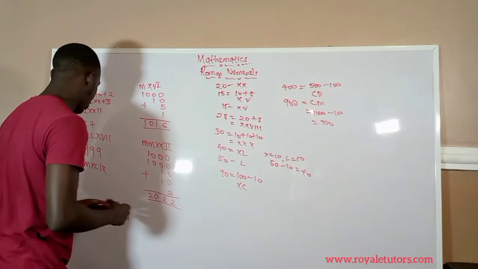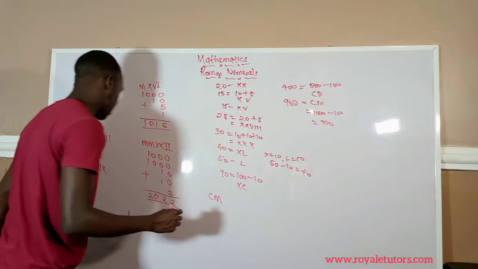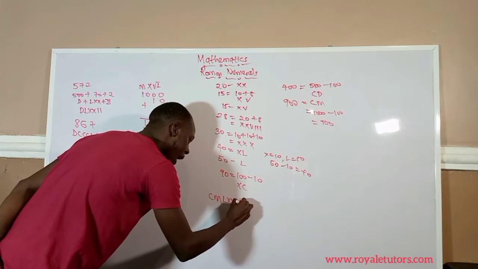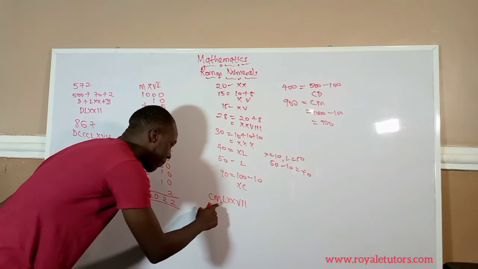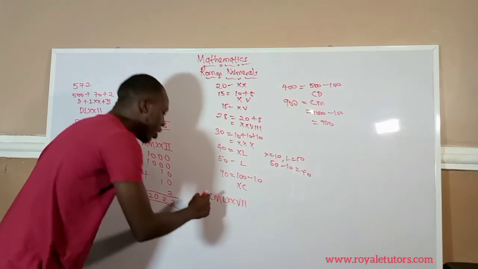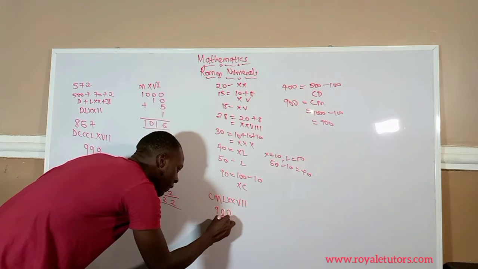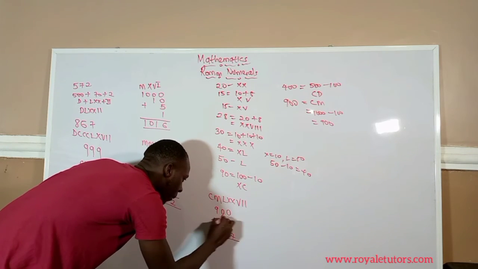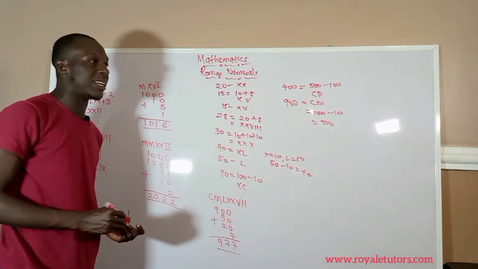So as an exercise, try out CMLXXVII. So what is CMLXXVII? CM, because C is 100 and M is 1000, the smaller number is before the bigger one, so we know that we're going to subtract. CM is 900, L is 50, XX is 20, VII is 7. When we sum up all of this, 50 plus 20 plus 7 is 77, and this is 977.